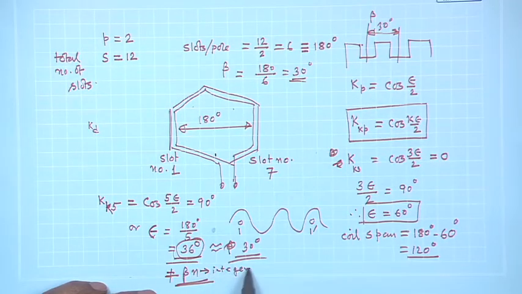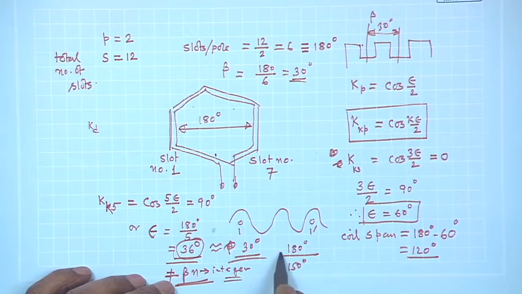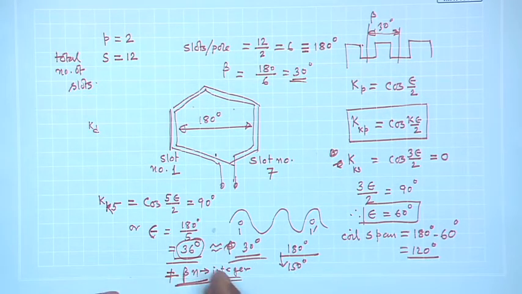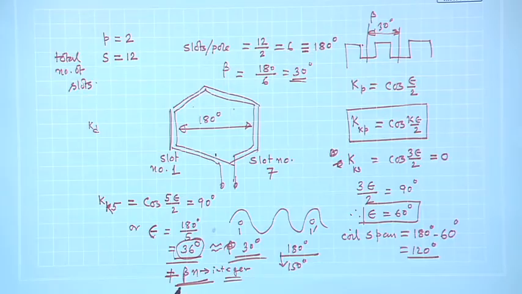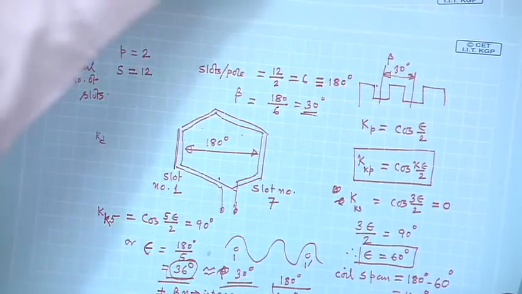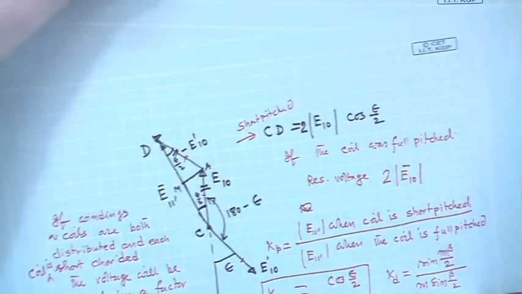So, use a short pitch angle of epsilon. The coil span will be not 180 degree, if you short it, it will be 150 degree, better use it, and then you are sure third harmonic or fifth harmonic voltage will be reduced considerably. You cannot get 36 degree, that is the thing. Therefore, I have now told you two very important factors and how to calculate them.